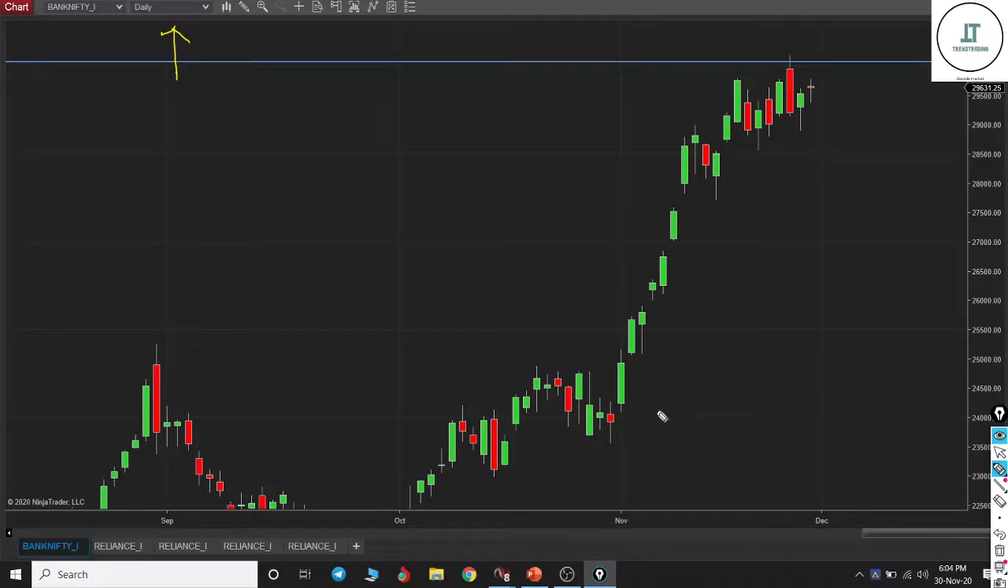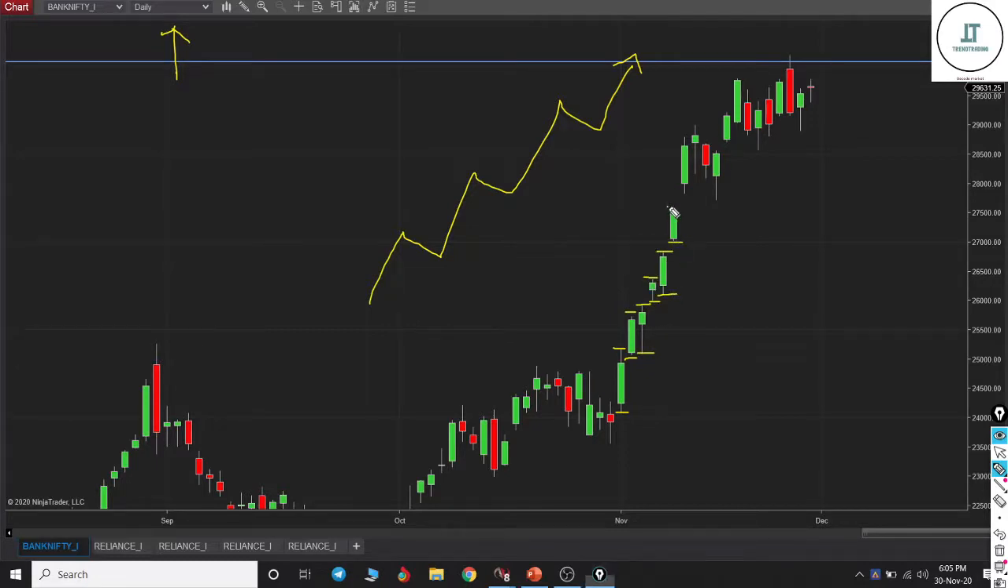Okay, so Bank Nifty daily time frame, look at this. In most cases on a daily time frame, the trend will be like this with continuous multiple candles, but in this case, every single candle is making a higher high and higher low formation.